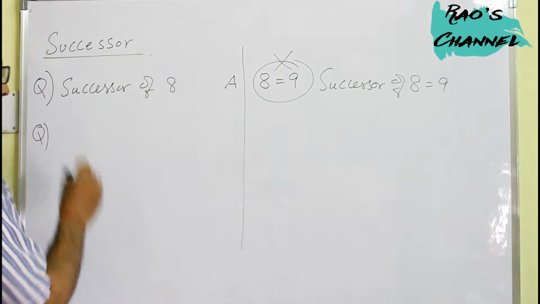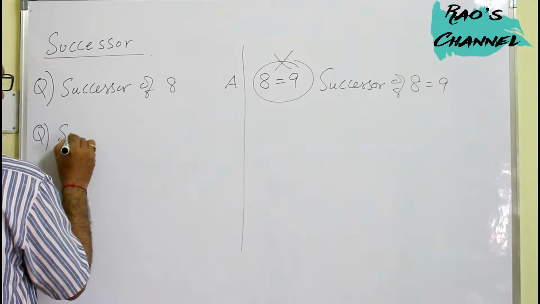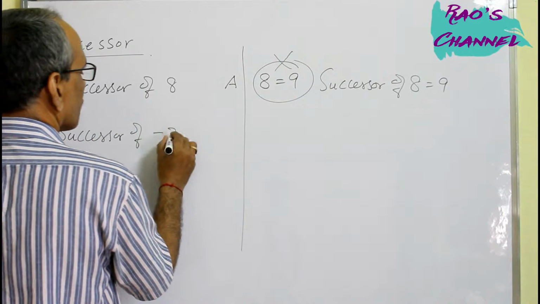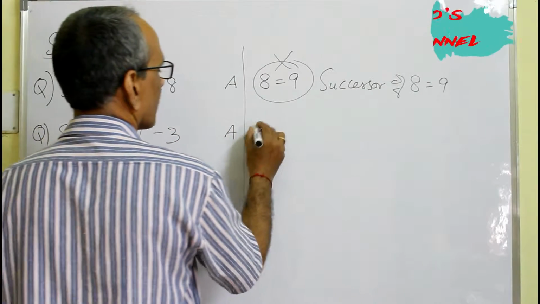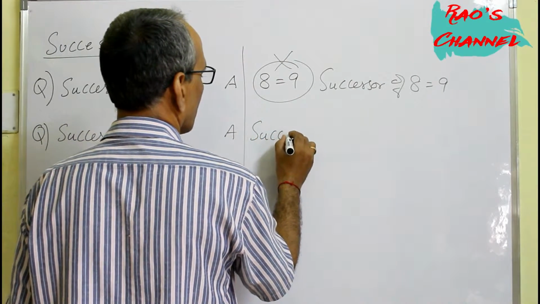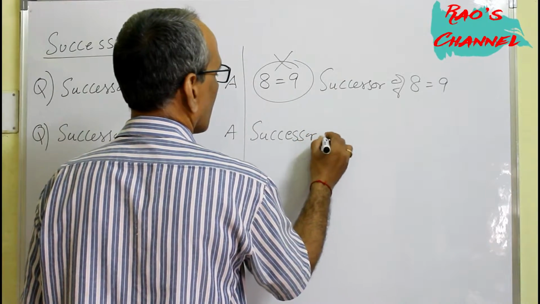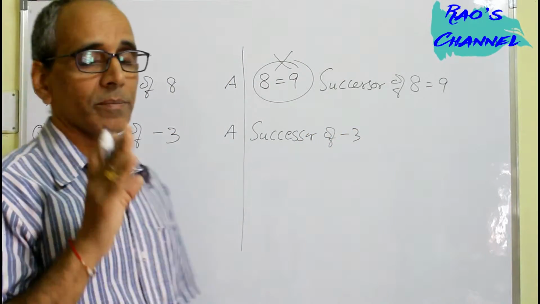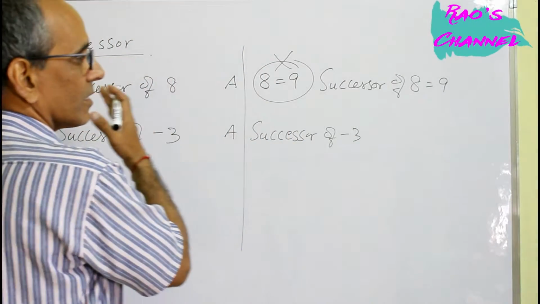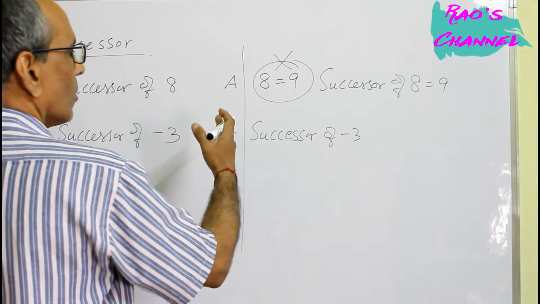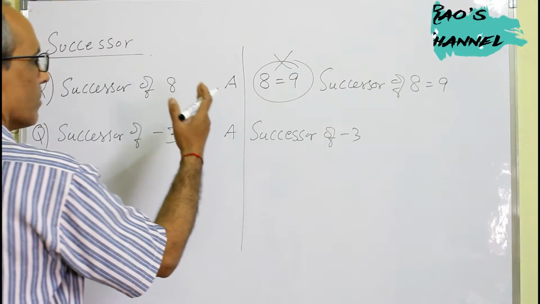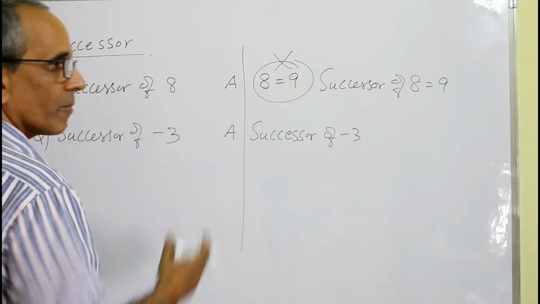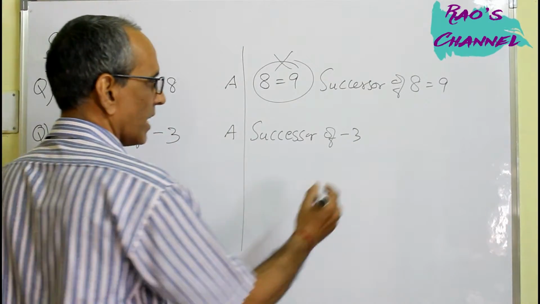But in case of negative numbers, successor of minus 3. So what is the successor of minus 3? Do you find minus 4? Imagine it is a number line: 0, on the left side 1, minus 1, minus 2, minus 3, minus 4. What is on the right side of minus 3? Minus 2.